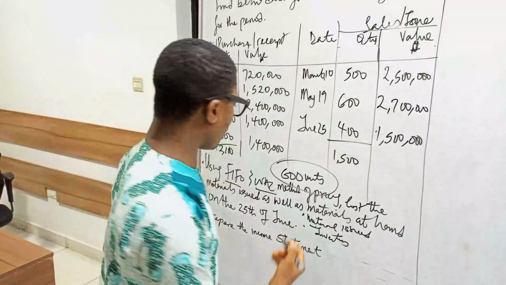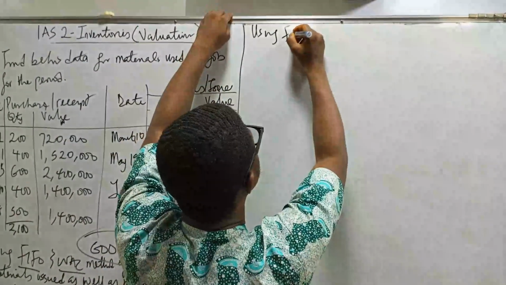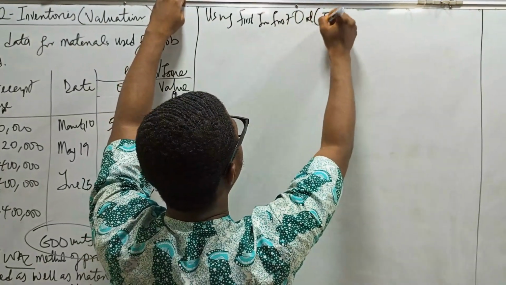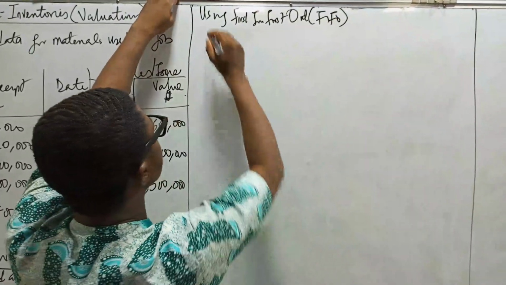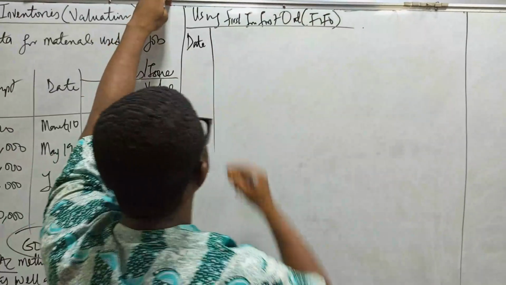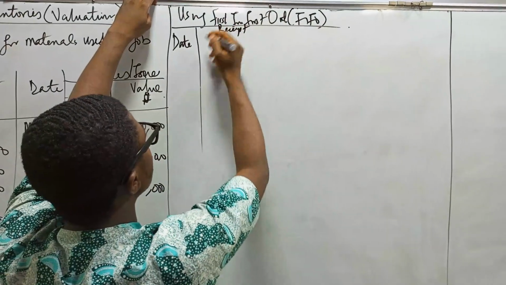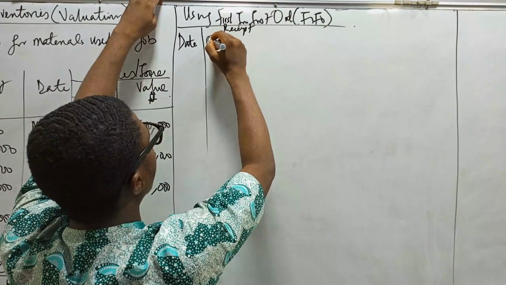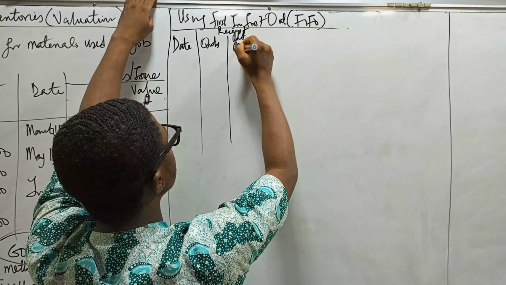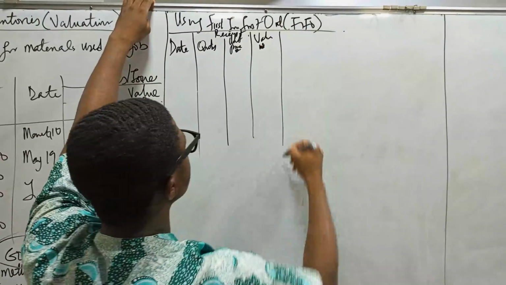So we go straight into the solution. In solving this using FIFO, FIFO is first in, first out. We then have the date. After the date, we have the receipt. Under the receipt, we have our quantity, the unit price in naira, and the value also in naira. That's for our receipt.